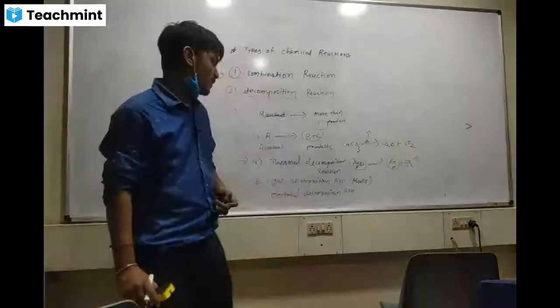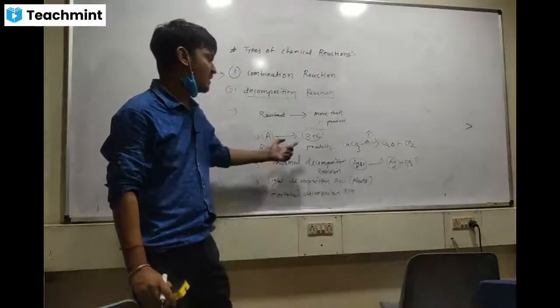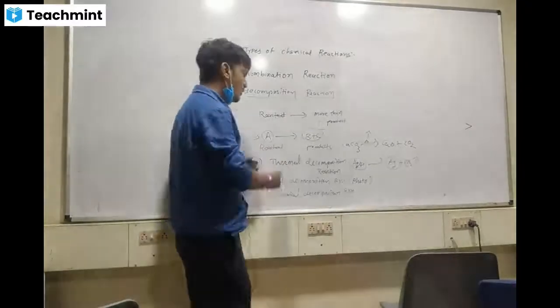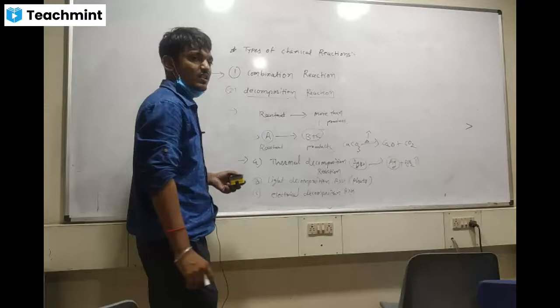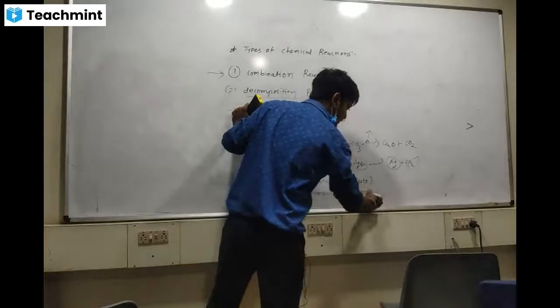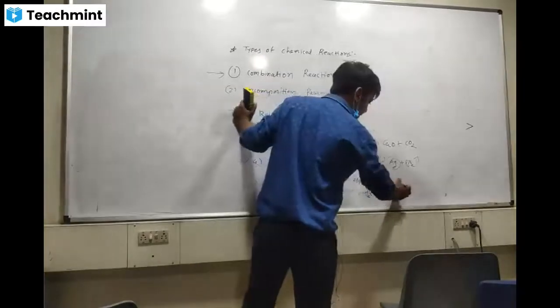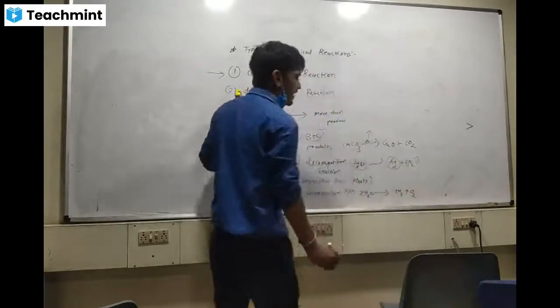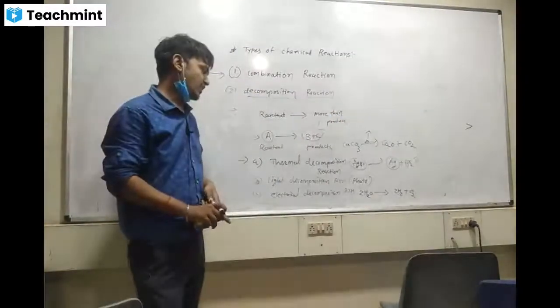In electrical decomposition reaction, we use electricity to break a reactant into more than one product. So the example of electrical decomposition is decomposition of water molecule to get hydrogen and oxygen gas. We already know that when water decomposes in presence of electricity, it gives hydrogen gas and oxygen gas. So this one is an example of electrical decomposition reaction.